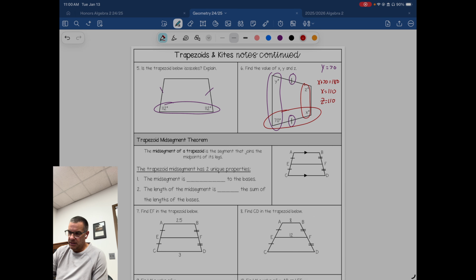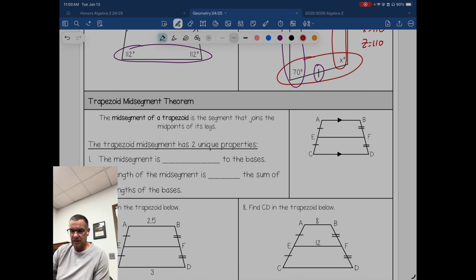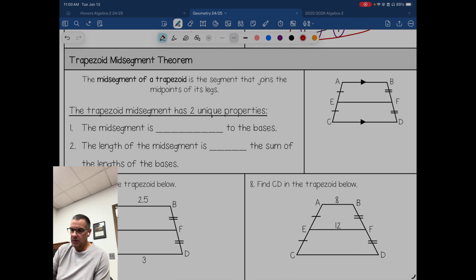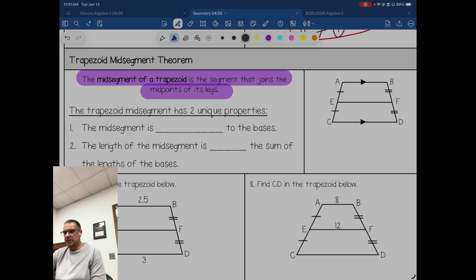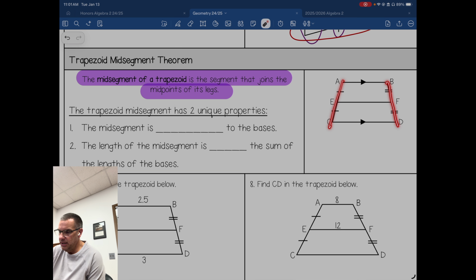Second part of the lesson, we're going to talk about what's called the mid-segment theorem of a trapezoid. And by definition, the mid-segment of a trapezoid is the segment that joins the midpoint of the two legs. So here are my two legs, AC and BD. Here's the segment that we're calling the mid-segment, EF. It's halfway between A and C and halfway between B and D. So this is what we call a mid-segment.